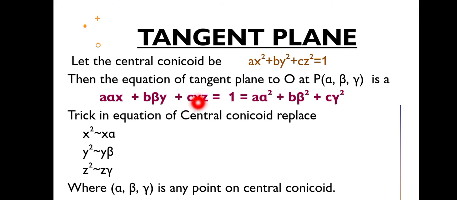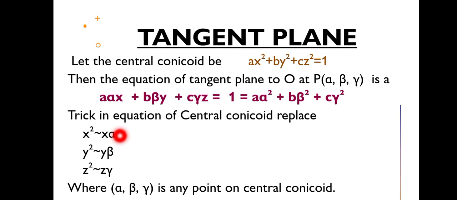Then the equation of the tangent plane at point P (alpha, beta, gamma) is a alpha x plus b beta y plus c gamma z is equal to 1, or a alpha square plus b beta square plus c gamma square is equal to 1.